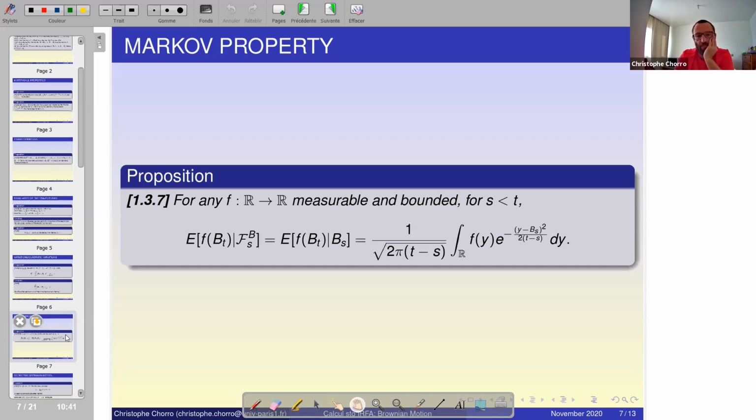We have the following property for the Brownian motion that is called the Markov property of the Brownian motion. We are going to do the computation, and you are going to see that it is very basic. In fact, it is based on the independence of the Brownian increments. But here, what I call the Markov property, okay?